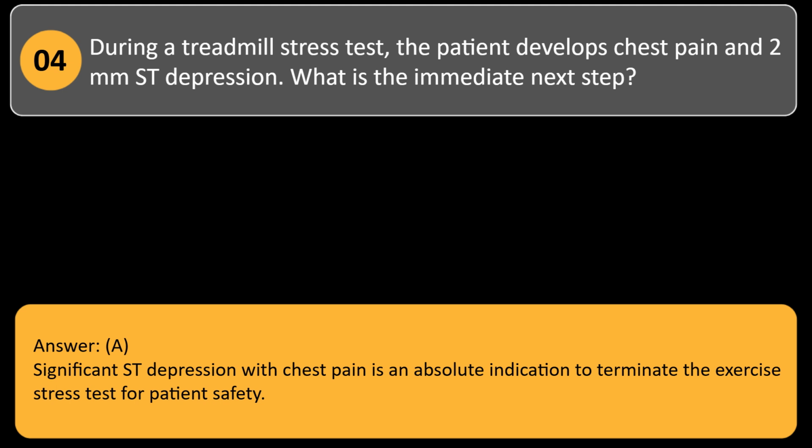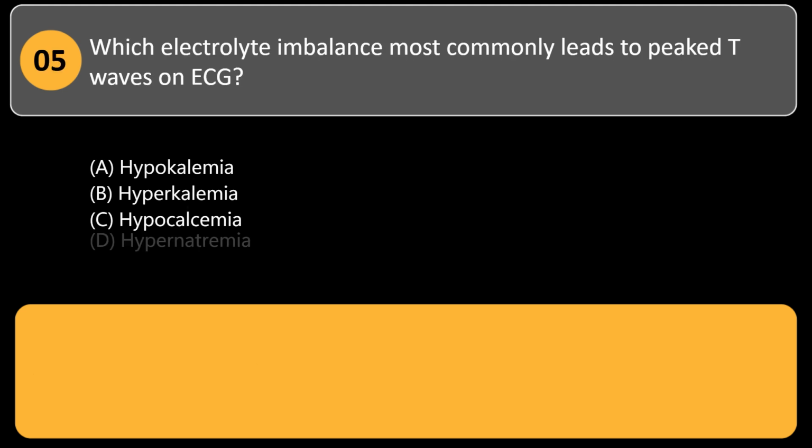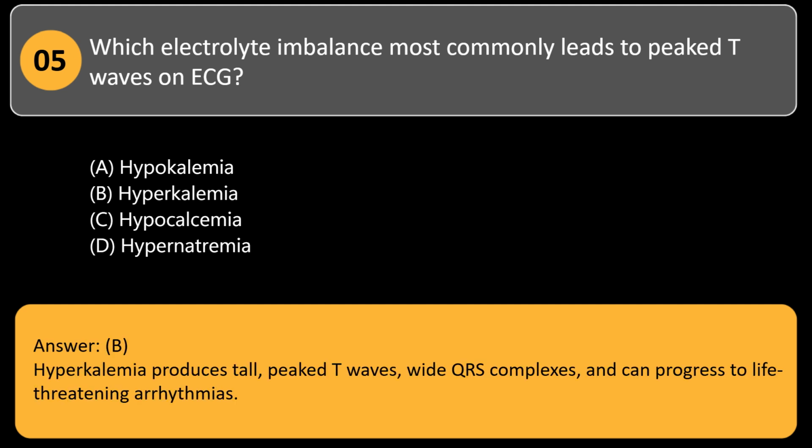safety. Which electrolyte imbalance most commonly leads to peaked T waves on ECG? A. Hypokalemia. B. Hyperkalemia. C. Hypocalcemia. D. Hypernatremia. Answer, B. Hyperkalemia produces tall, peaked T waves, wide QRS complexes, and can progress to life-threatening arrhythmias.